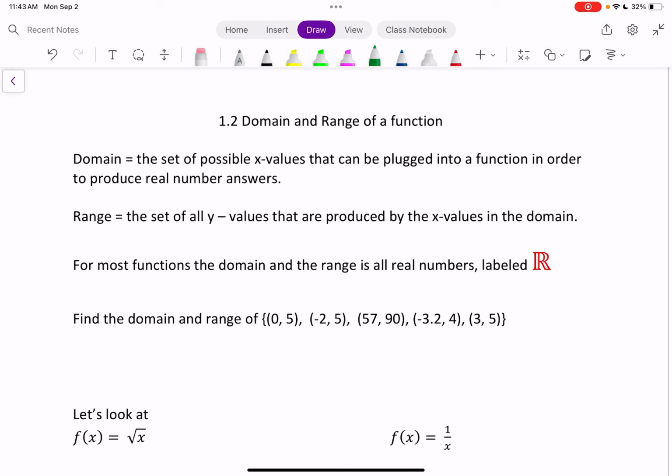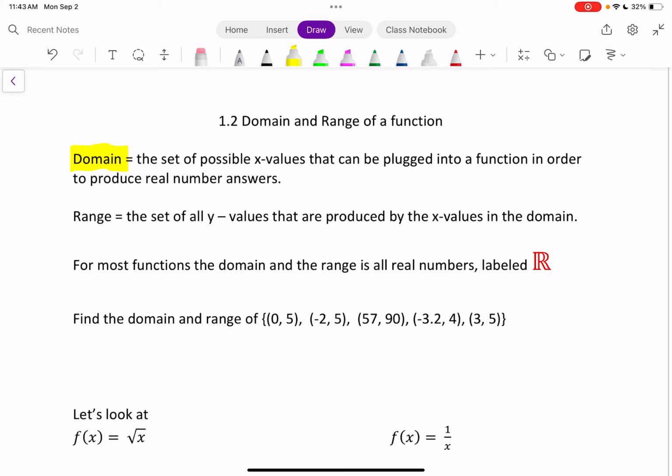All right, class, welcome to section 1.2, the domain and range of a function. We already talked a little bit about it last section: the domain is the set of all possible x values, all the input values, which we call the input values, right? And the set of all possible x values is called the domain.